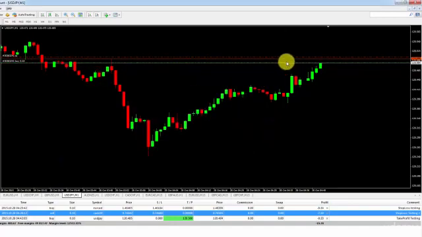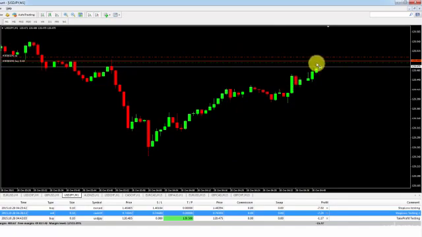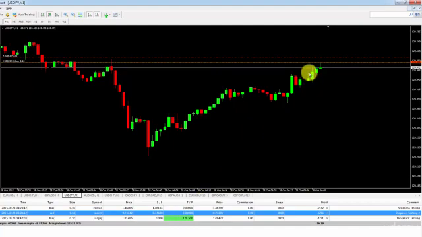You can see the green line. That's where the order was set. Now look down here. You can see that the take profit is green. That's because the price.